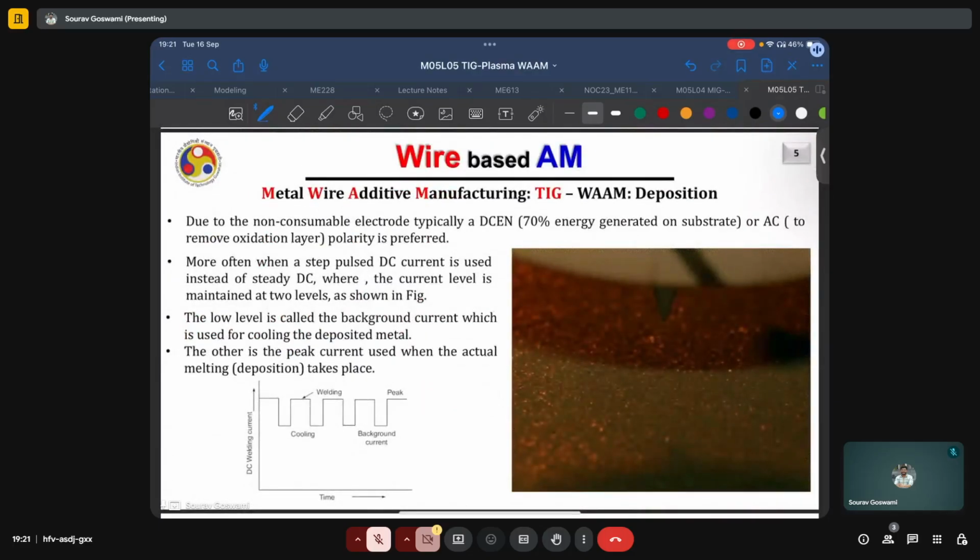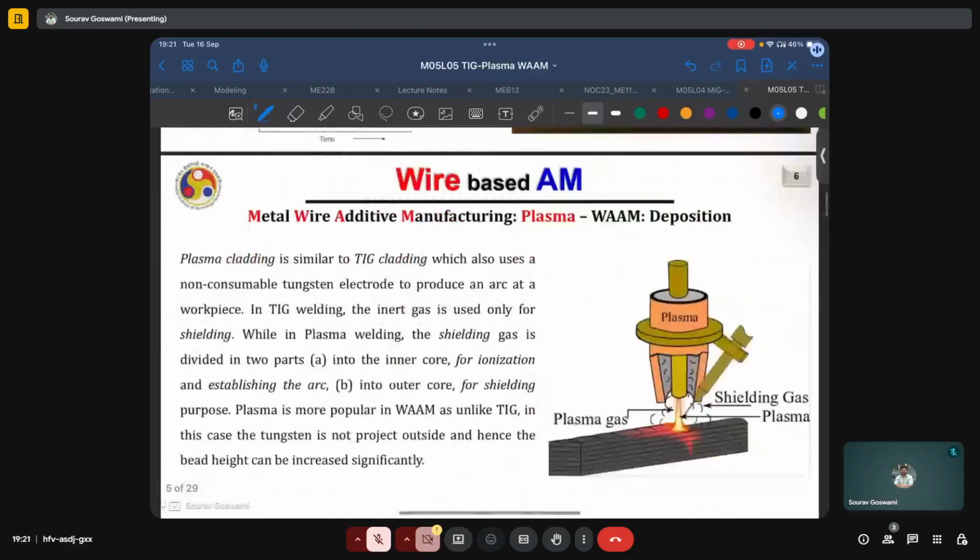Because of the use of a non-consumable electrode, typically a direct current electrode negative (DCEN) configuration, where 70% of the energy is generated on the substrate, or AC polarity is preferred. When a step pulse DC current is used, the current level is maintained at two levels as shown here, being background and peak currents. The low level is called the background current, which is used for cooling the deposited material, and the other is the peak current, used to melt the deposition material.